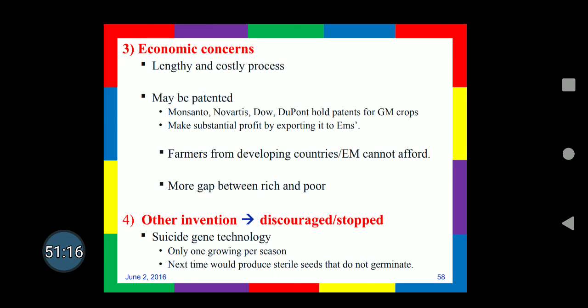Suicide gene technology: only one growing per season. The next time it produces a sterile seed that does not germinate, so we cannot save the seed for future generations. So it is a suicide technology developed in this genetically modified organism that puts the life of the farmers at risk.